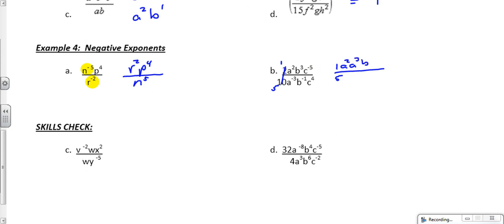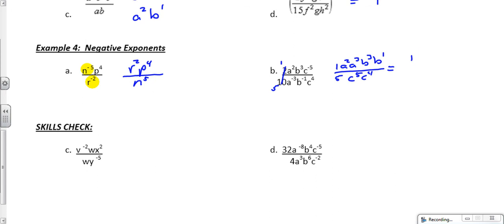I have b to the third, and b to the negative 1 in the denominator. I'm going to bring that up, and it becomes b to the positive 1. Now I have c to the negative 5. I'm going to move that below, so it becomes c to the positive 5. And c to the fourth is fine. It has a positive exponent. It does not need to be moved.